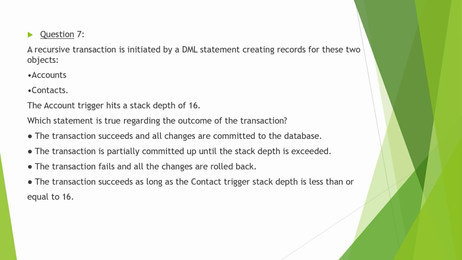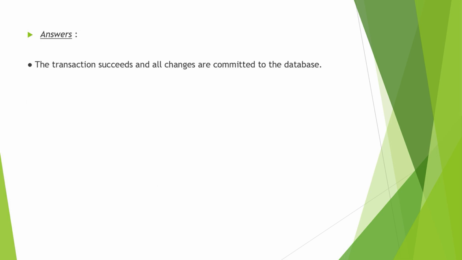Question 7. A recursive transaction is initiated by a DML statement creating records for these two objects: Accounts, Contacts. The account trigger hits a stack depth of 16. Which statement is true regarding the outcome of the transaction?